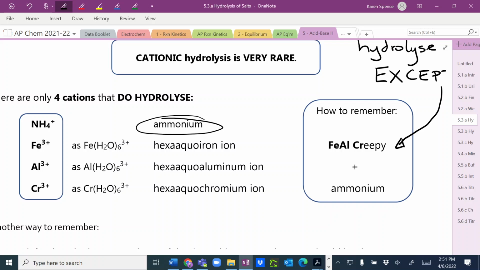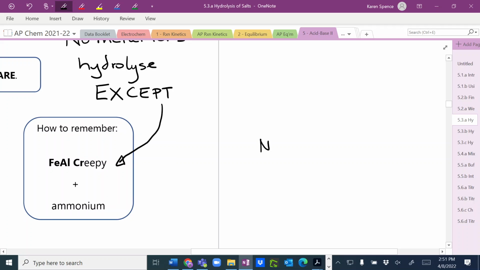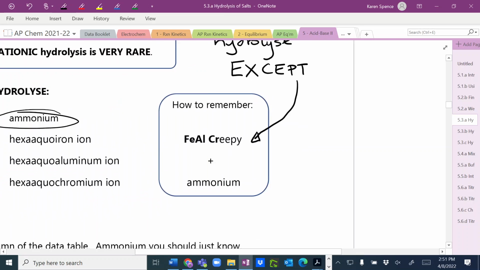There are some others, but they're weird and you're not expected to know them. There'd be things like N2H5+. Yes, but you're not expected to know those. So we'll just pretend they don't exist.